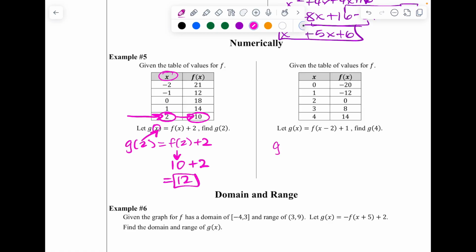Same thing here. If I want to find g of 4, remember I'm going to replace any time I see x with 4. So f of x, which is 4, minus the 2, plus the 1. Let's simplify this. I know 4 minus 2 in the parentheses is just 2. F of 2, so I input 2, I get out 0. That's 0 plus 1, which is just 1.